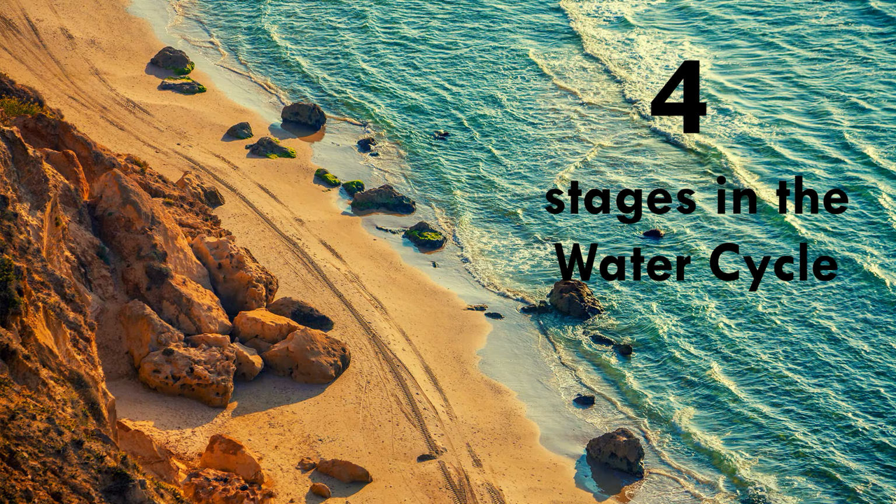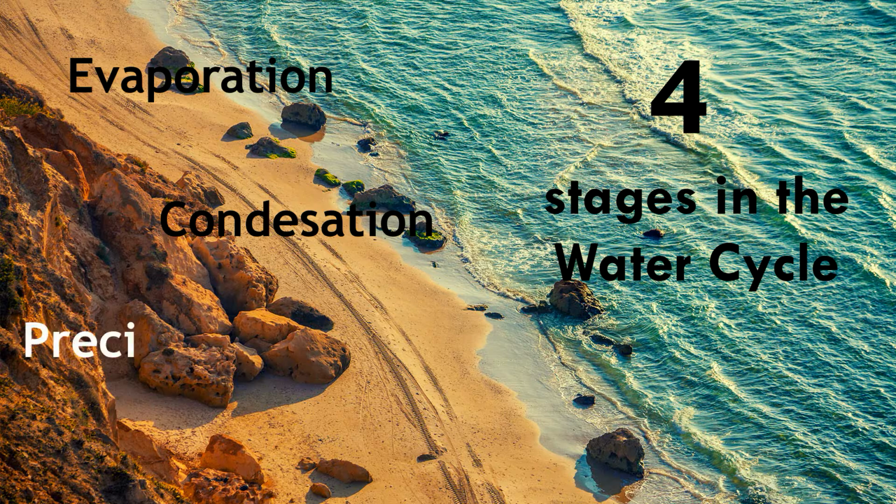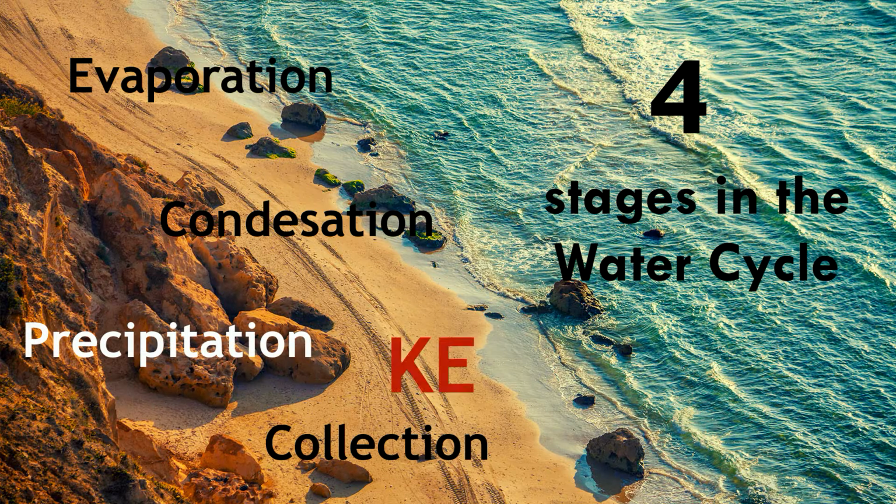There are 4 stages in the water cycle, and they are evaporation, condensation, precipitation, and collection. So those are our keywords: evaporation, condensation, precipitation, and collection.